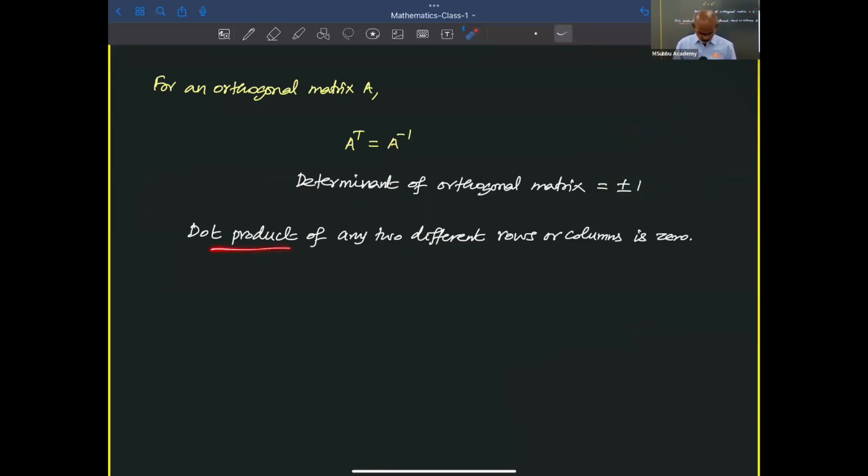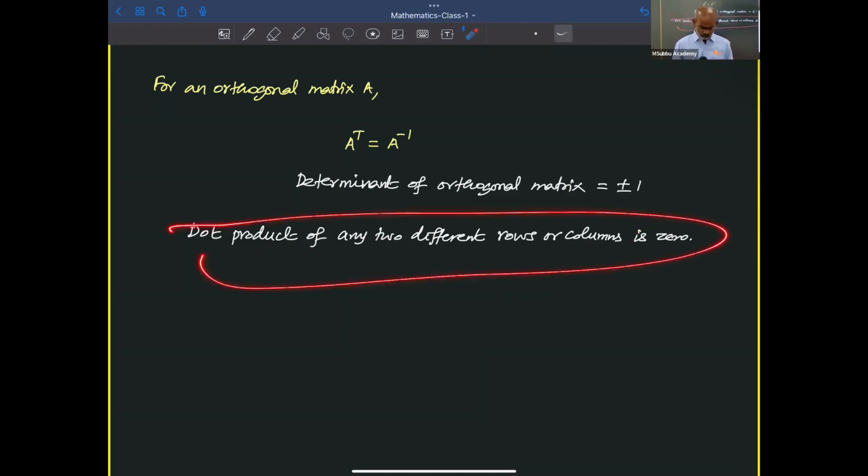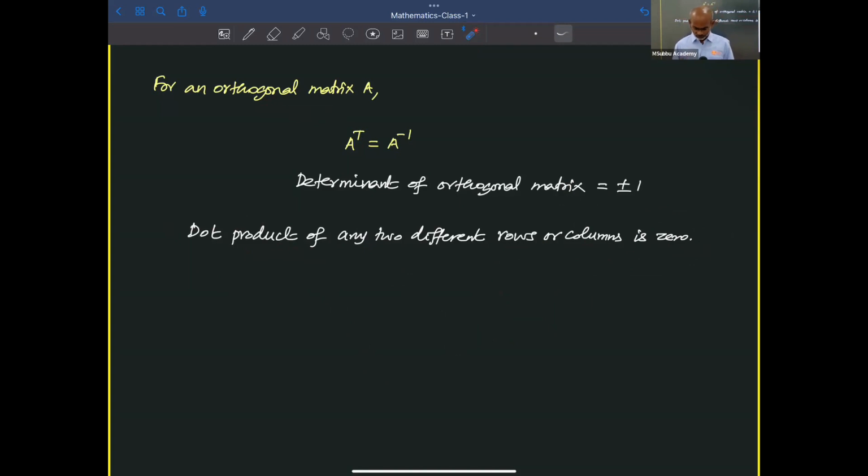It is also true that the dot product of any two different rows or columns is zero. Suppose you have two or three rows and columns. This one column is multiplied with the other column. That is, A11 is multiplied with the corresponding entry in the other row or column. If you multiply and sum the total, that is equal to 0. That is also a rule applicable for an orthogonal matrix.